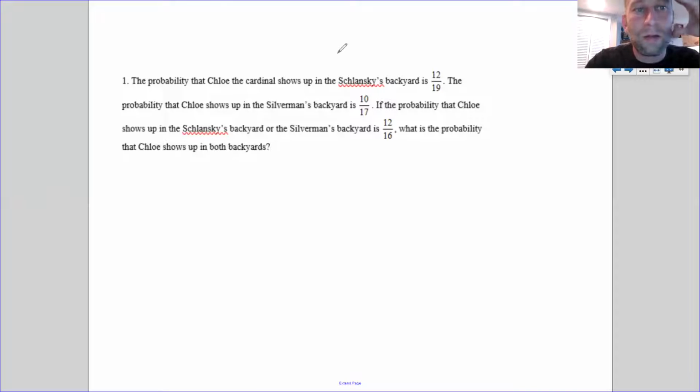Chloe the Cardinal. The probability that Chloe the Cardinal shows up in the Schlansky's backyard is 12/19. The probability that Chloe shows up in the Silverman's backyard is 10/17. If the probability that Chloe shows up in the Schlansky's backyard or the Silverman's backyard is 12/16, what is the probability they show up in both? Or, whenever you see or, we have a song. It's asking for both, being and.